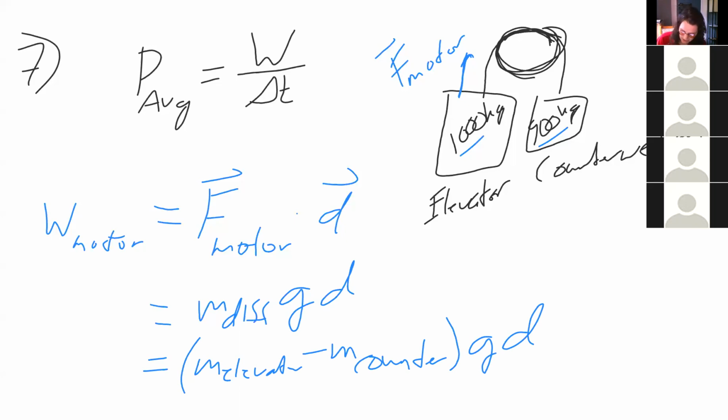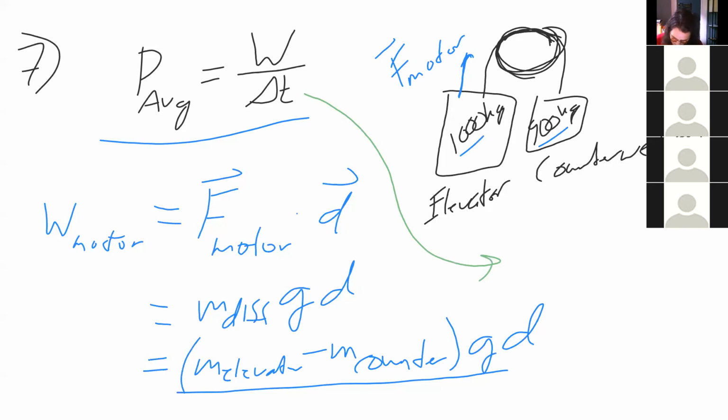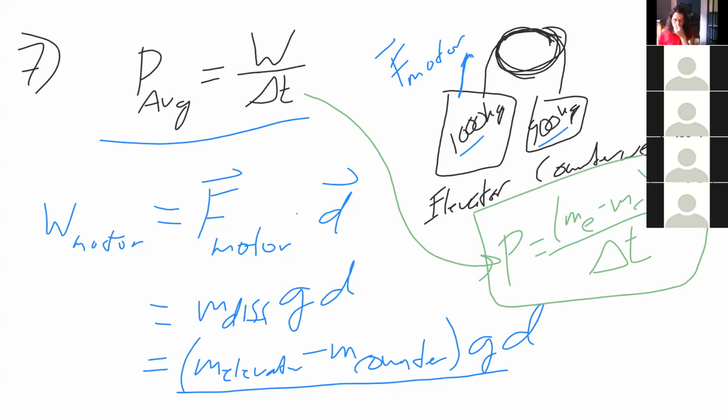Keep in mind, this is your work. Ultimately, we need to relate it to the power. So the last step will be to plug it in here. And we get the power is equal to the mass of the elevator minus the mass of the counterweight times g times d over the time interval that's given. Always, always, always convert to seconds.